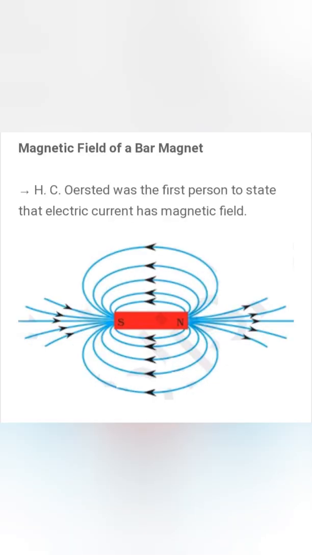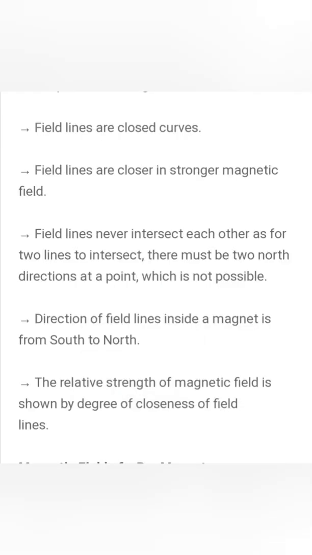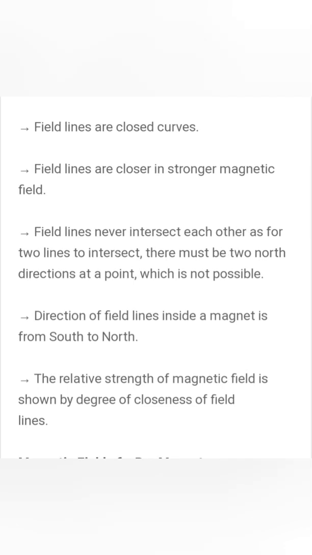Now we will discuss the magnetic field lines. You have already seen the diagram before. The magnetic field lines are closed curves. You have seen the field lines which are moving around the magnet. These field lines are stronger wherever they are closer, and wherever they are far apart, they represent a weak magnetic field. These field lines never intersect or overlap each other. They always lie parallel to each other, because at the point of intersection there would be two north directions, which is impossible.